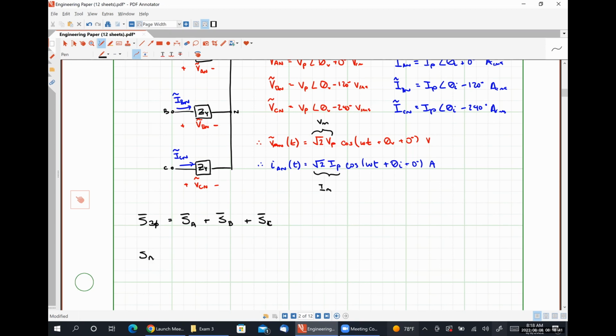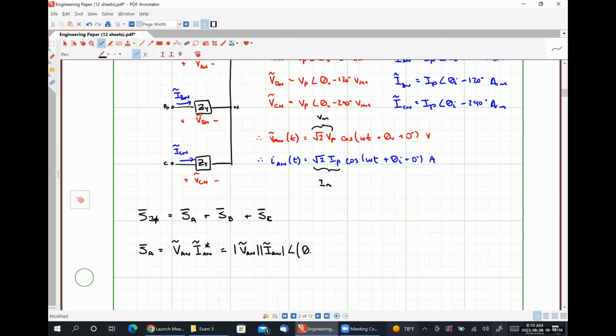Well, the complex power absorbed by the A phase of the load, SA, is by definition VAN multiplied by IAN conjugate, which is going to be the magnitude of VAN multiplied by the magnitude of IAN with a phase angle of theta VAN minus theta IAN, which is the magnitude of VAN times the magnitude of IAN angle theta ZY, because theta VAN minus theta IAN has to equal the angle of the impedance.